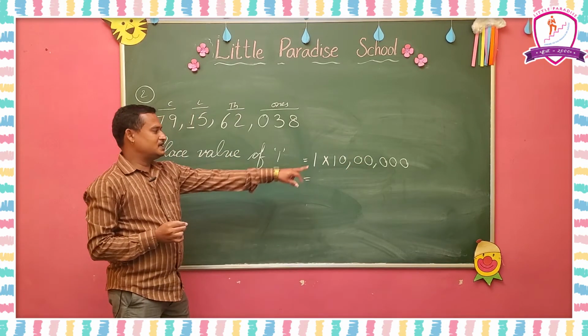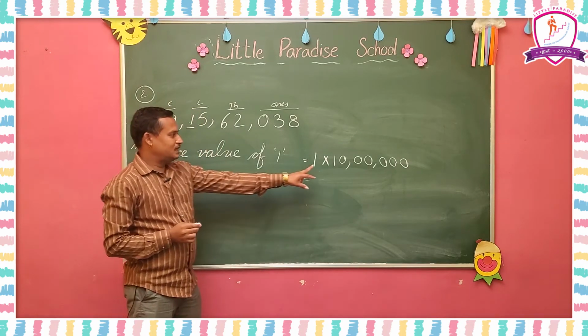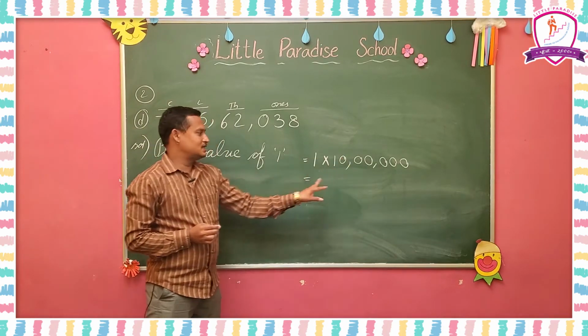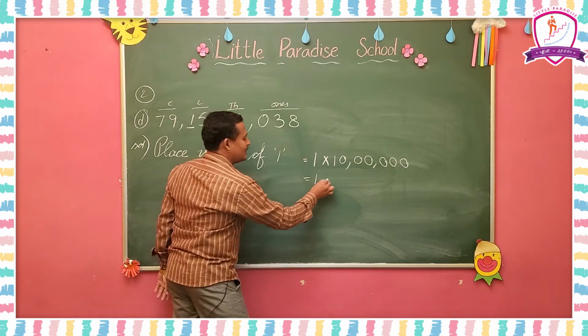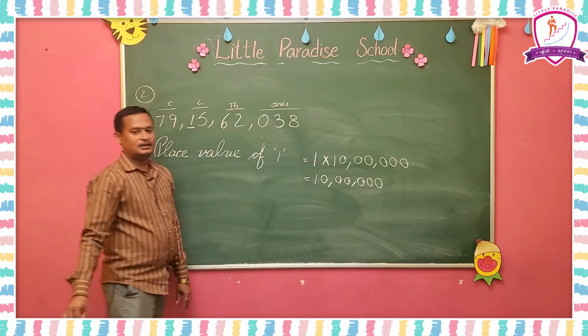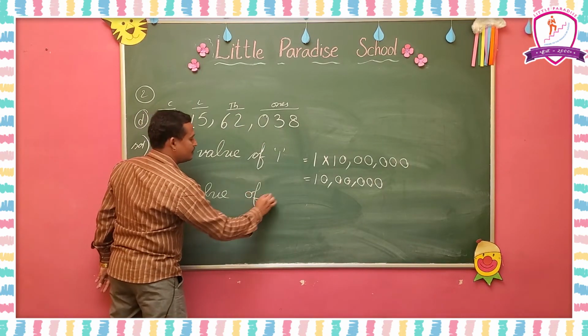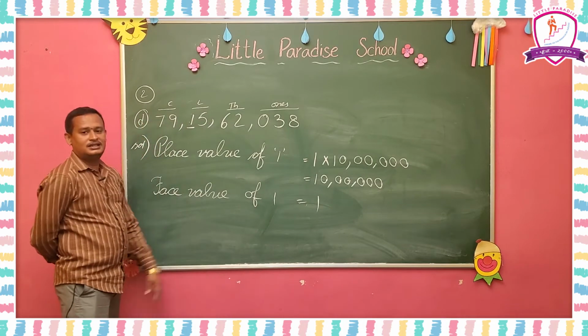No need to write the place in full, you can write the place like this also. అంటే స్పెల్లింగే రాయాల్సిన అవసరం లేదు, ఇలా కూడా నెంబర్ వేసేసుకుని 1 in 10 lakhs, 1 10 lakhs or 10 lakhs. Like this you can complete that. And what is the face value? Face value of 1 is the number itself, 1 only.